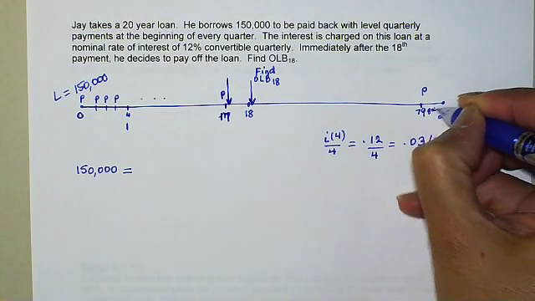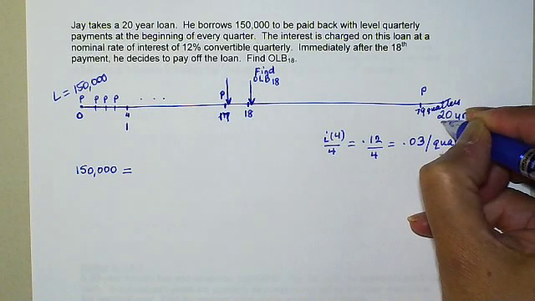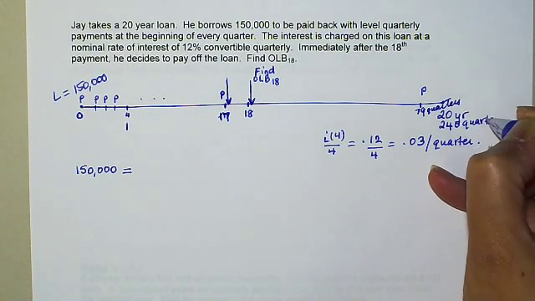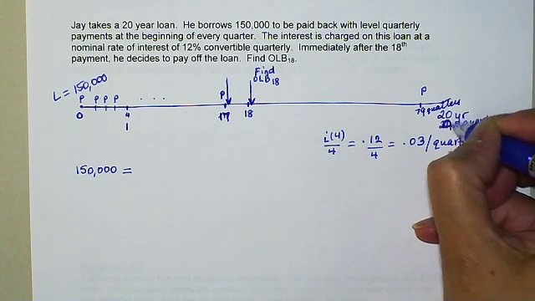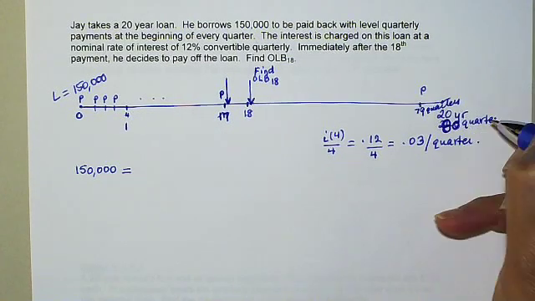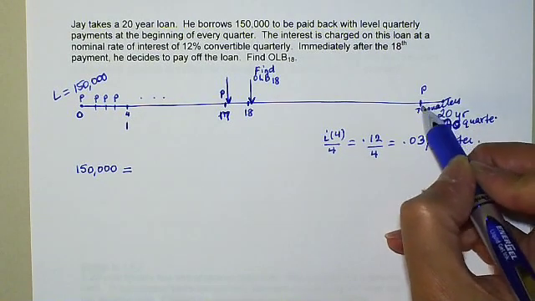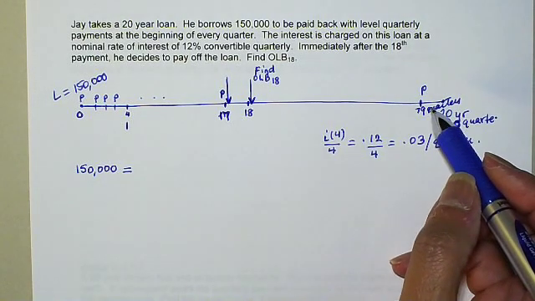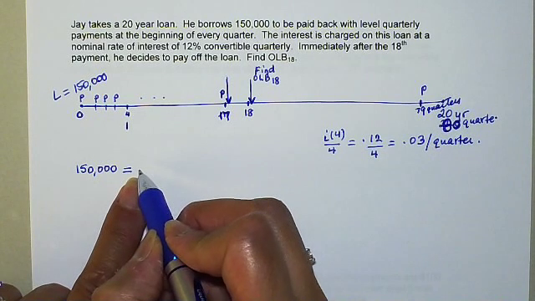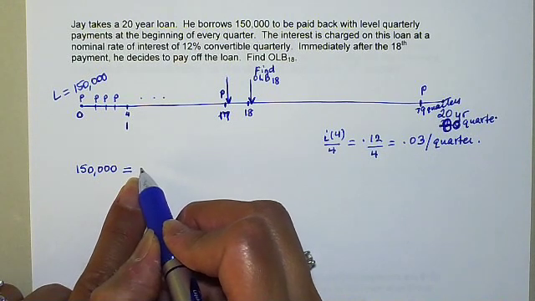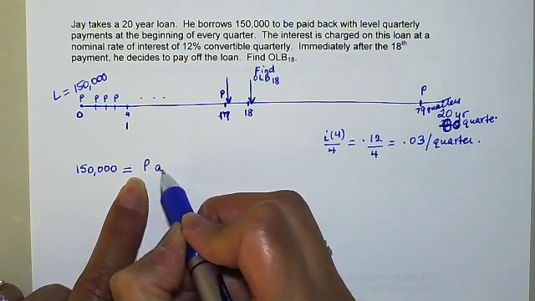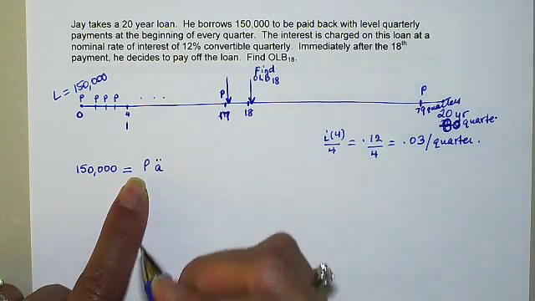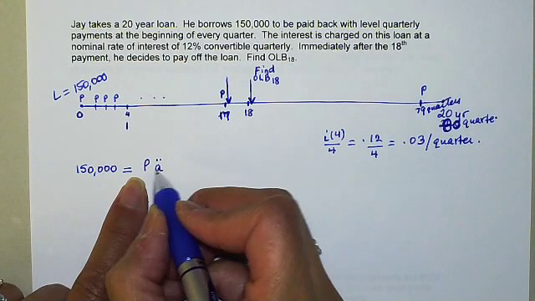But to find P, that 150,000 needs to be the present value of all the P's, and your P's end here. That's your last P at time 79 quarters. And this is 80 quarters. You follow what I mean? Yeah. So at the 79th quarter is your last P. So nothing to do with 18 right now. Can you find me P?